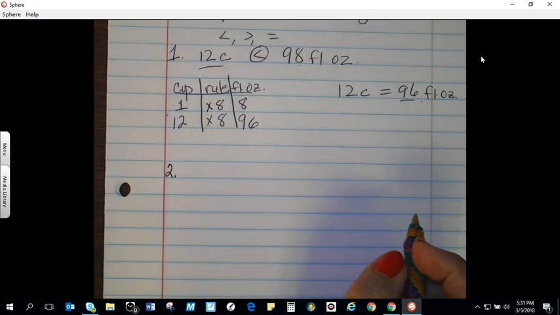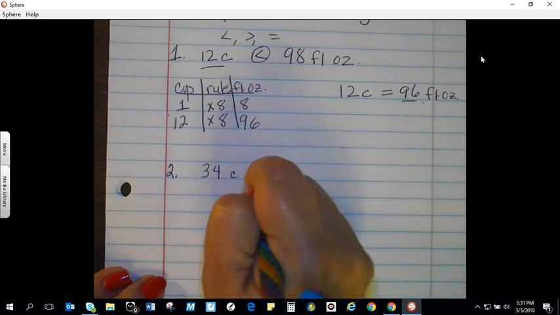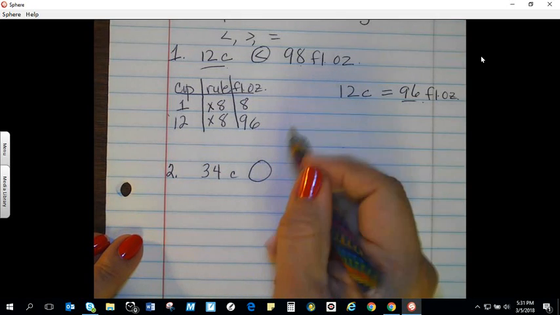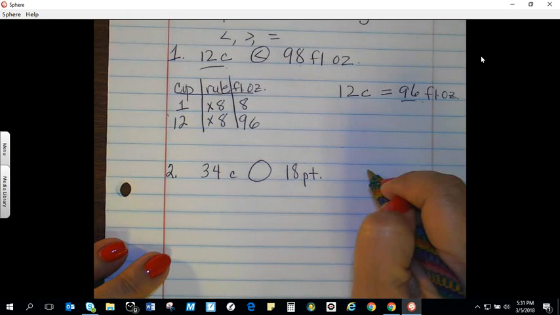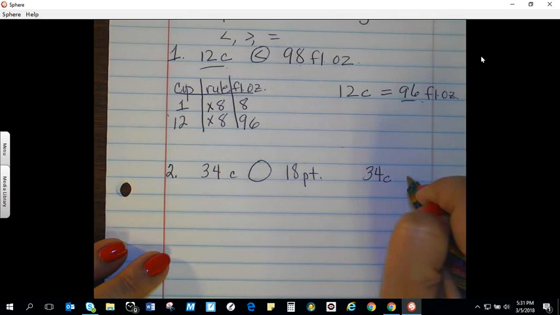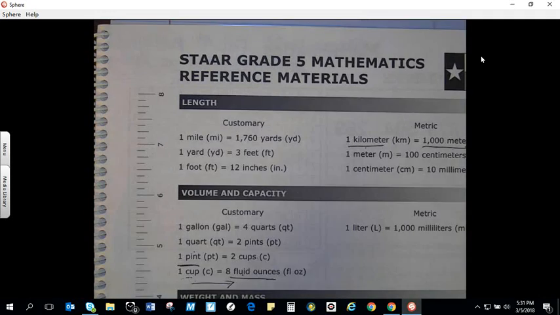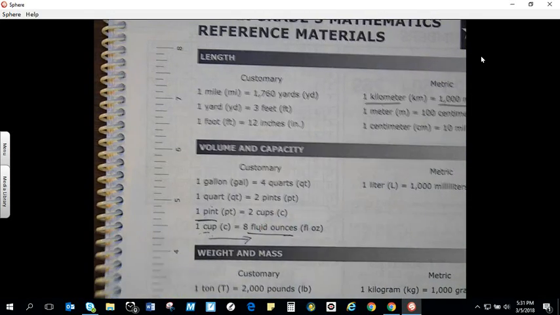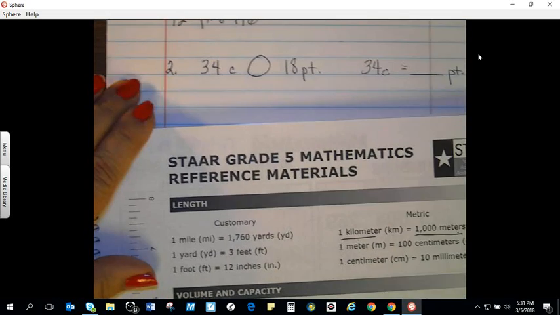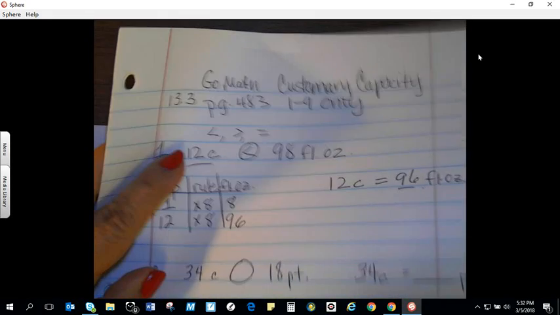Number 2 is we are going to be converting 34 cups. Well, actually, it's saying 34 cups. Is it less than, greater than, or equal to 18 pints? And so I need to find out 34 cups is equal to how many pints. Again, I'm going over to my chart. I'm looking for 1 pint is equal to 2 cups. And in this particular case, let me scoot this up just a bit.